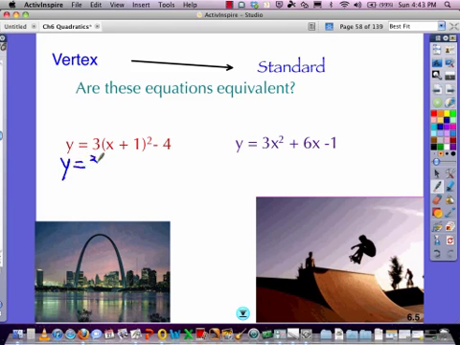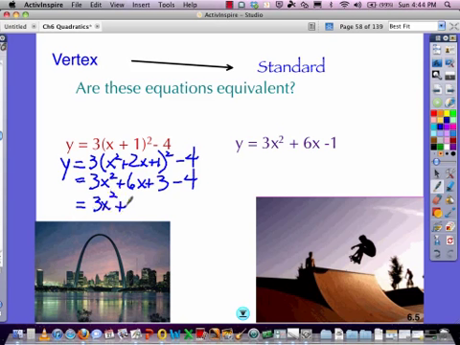Y equals 3. We would do square the first, take the product of the two doubled, square the last. We would triple everybody inside, 3x squared plus 6x plus 3, and then subtract 4. So our final answer, 3x squared plus 6x minus 1. And then we can compare that to the other equation. They are both considered to be in standard form, and we can say, yes, they are equivalent, without even having a calculator and needing to graph.